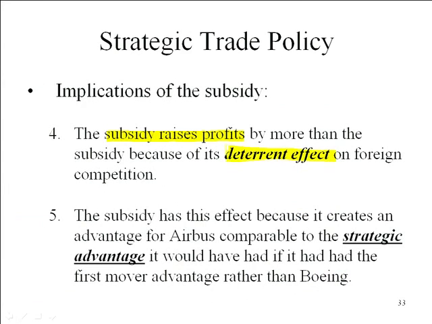Now again, remember, this only works if you have a very high fixed cost industry with a relatively low marginal cost. So you have these economies of scale that are significant. If cutting the market in half doesn't generate significant economies of scale, then this is unlikely to deter anybody. So in this case, we say that the subsidy has had this strategic advantage for the EU. It's overcome the first mover advantage that Boeing actually had.